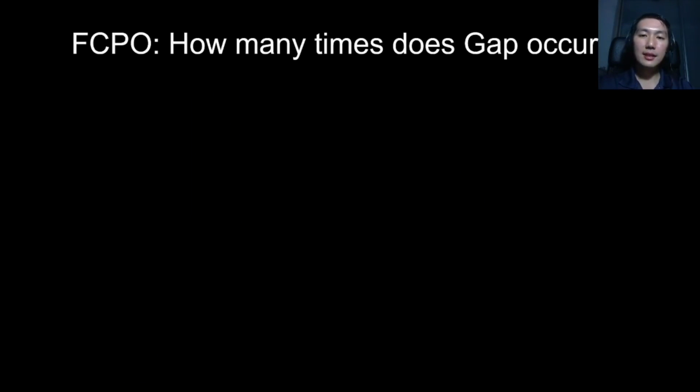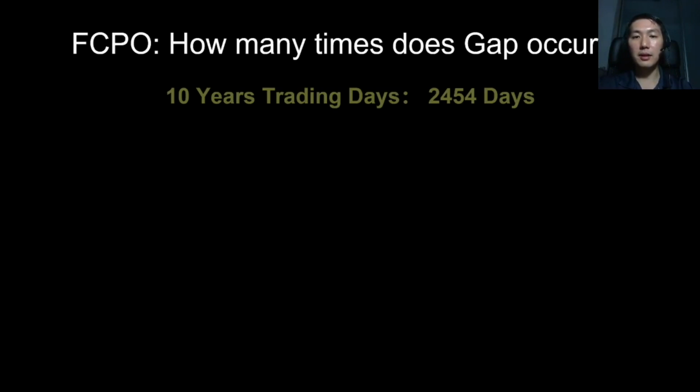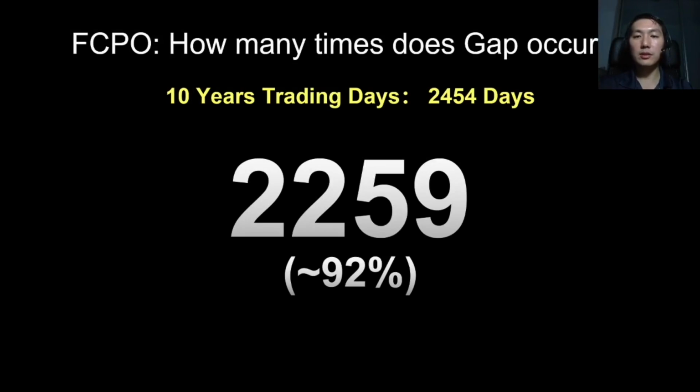Now, let's take a look at the FCPO market as an example to learn about gaps. So, how many times does a gap actually happen for this futures crude palm oil, which is the FCPO market? According to our study for the recent past 10 years, from year 2010 to 2019, out of the 2,454 trading days, there are 2,259 trading days showing a gap between the previous day's closing price and the following day's opening price.